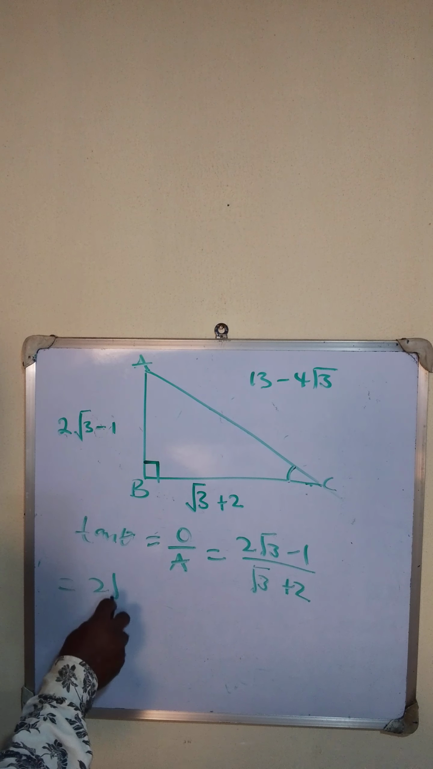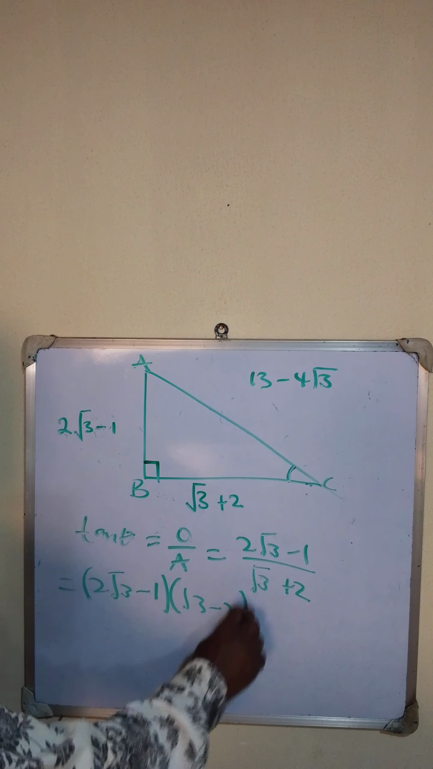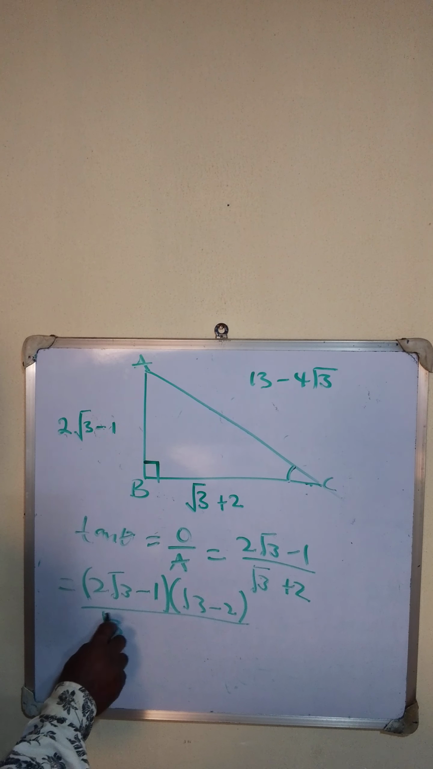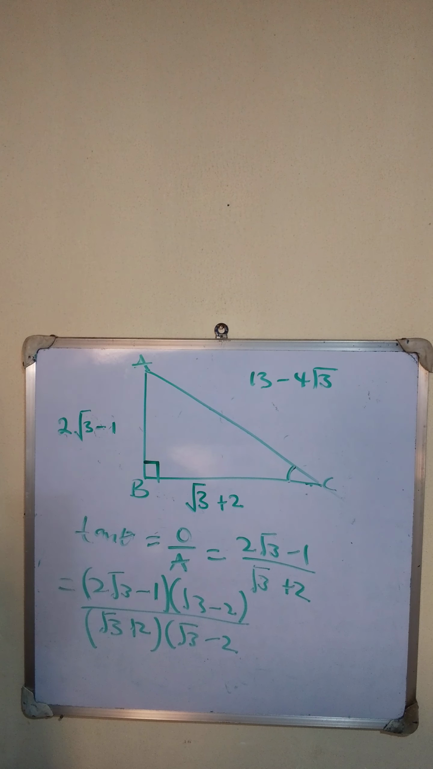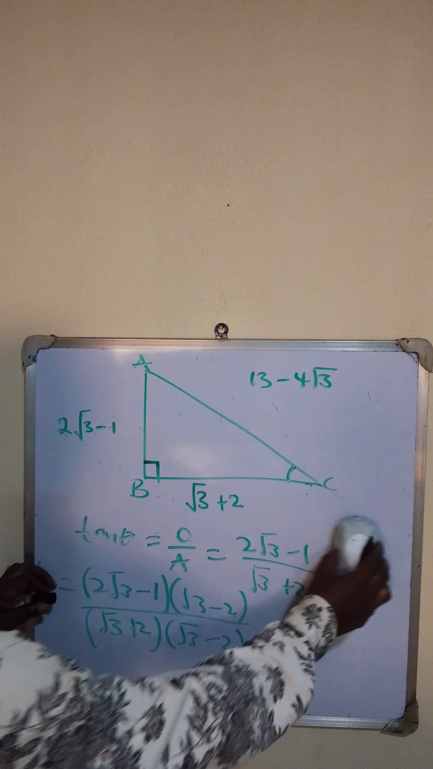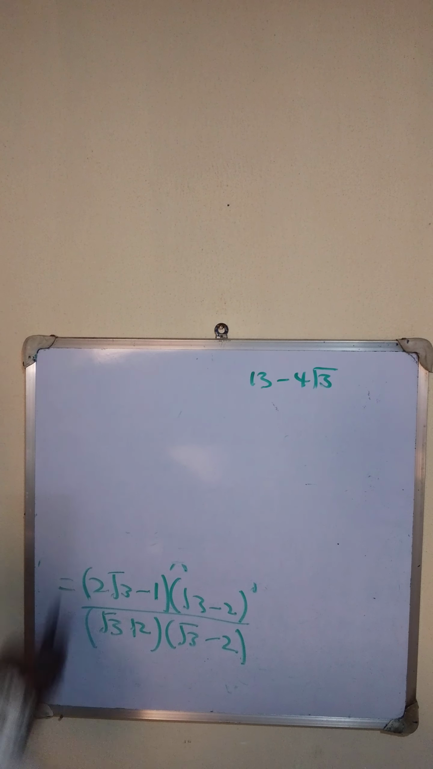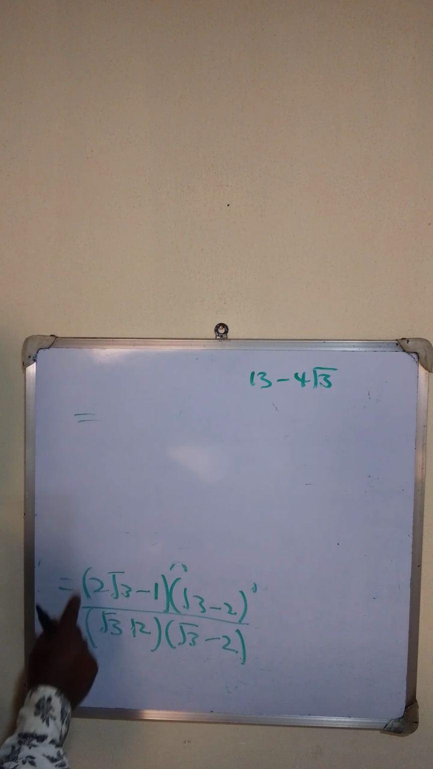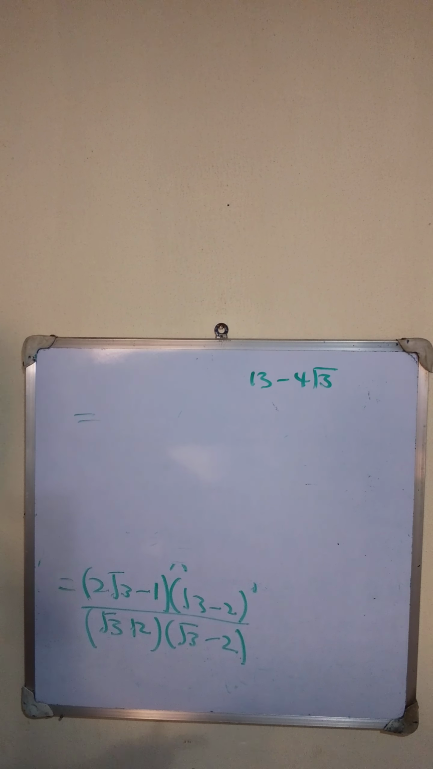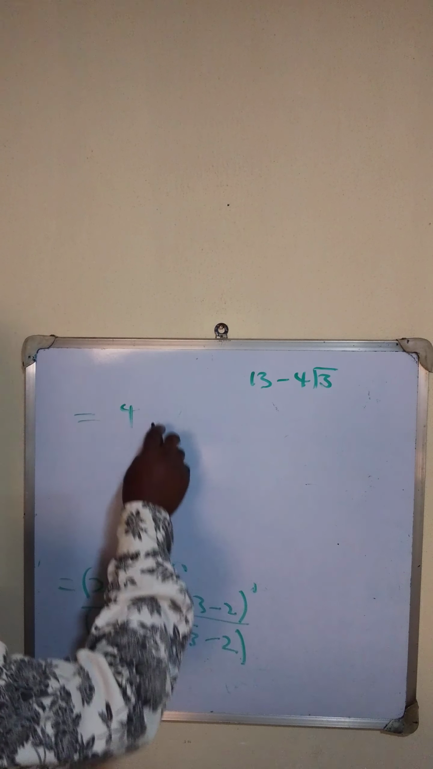We're going to have 2 root 3 minus 1 into root 3 minus 2. That's the conjugate, all over root 3 plus 2 into root 3 minus 2. So that is how you apply a conjugate. So now we have to expand and cancel out. So we're going to have 2 root 3 times root 3. Root 3 times root 3 will give us 3. Then 2 times 2 will give us 4. So we have 4 here. 2 root 3 times minus 2. So the 2 multiplied by minus 2, you have minus 4.